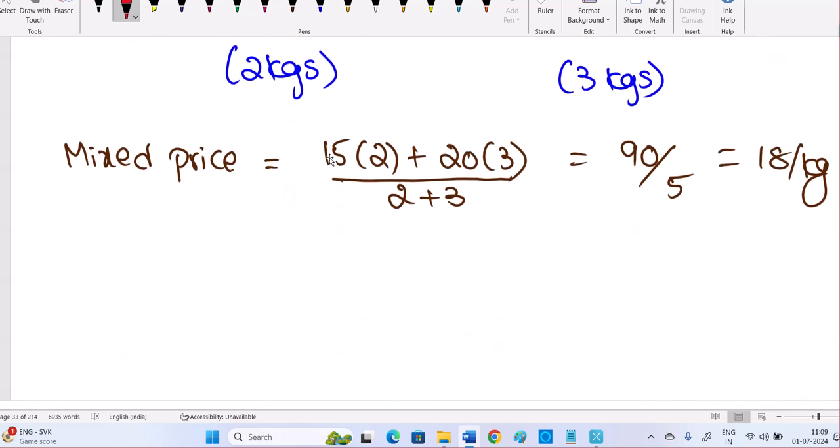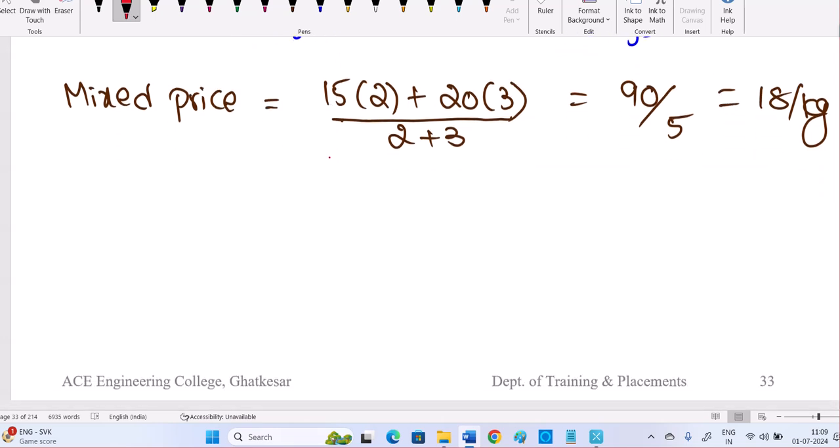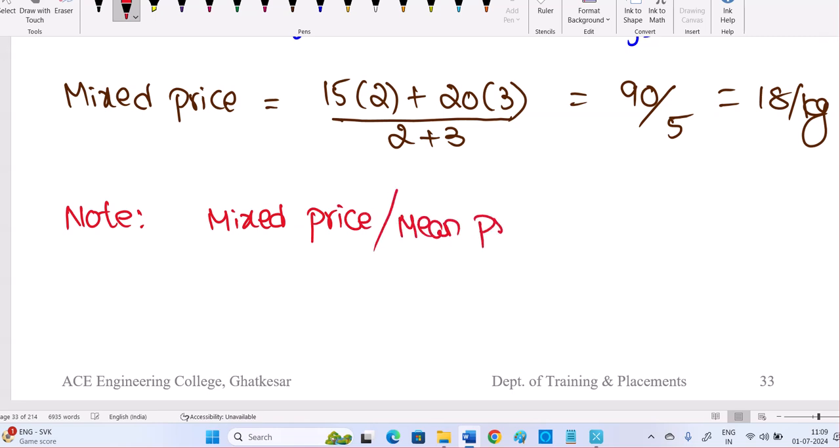You can put a note and mention this point. Consider as a note: mixed price or mean price. We call this mean price also. Mixed price or mean price must be between extremes.